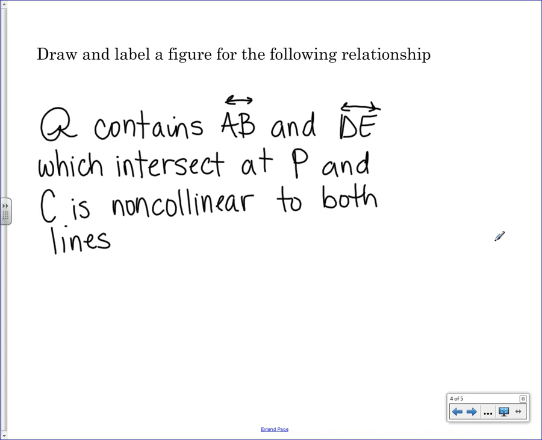Let's see here. Draw and label a figure for the following relationship. Plane R contains lines AB and DE, which intersect at point P, and point C is non-collinear to both lines. Pretend you left your book at school and you needed help with number 7. You called your friend and you're like, hey, I don't know what that picture looks like. You need to explain it to me. They're like, okay, well, plane R has A, B, and D in it. That's kind of what we're doing. We're drawing this picture, okay?